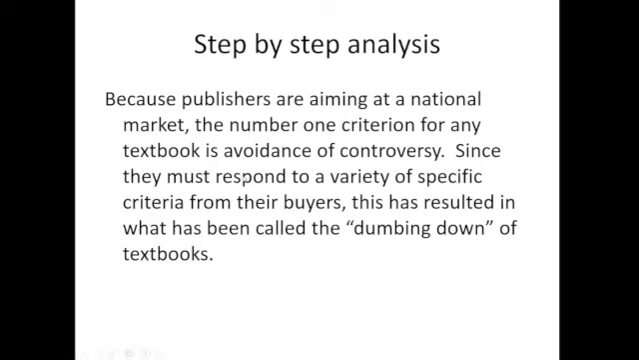Since they must respond to a variety of specific criteria from their buyers, this has resulted in what has been called the dumbing down of textbooks. We have a lot of indications here. Since is the because, and this has resulted in. So here comes the result. This tells us that the effect is coming. So we have the cause and the result. The cause is they must respond to a variety of specific criteria from their buyers. The result is the dumbing down of textbooks.